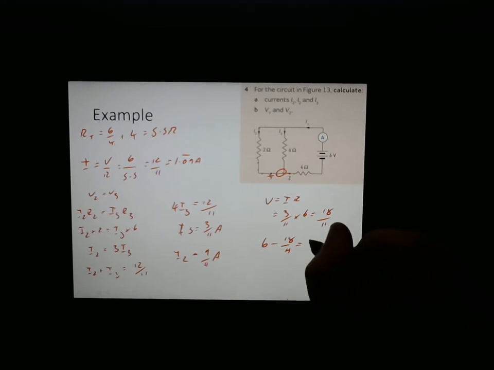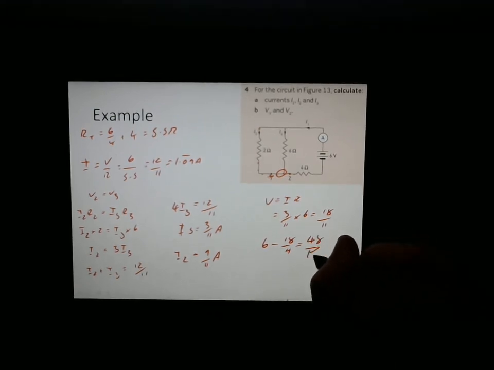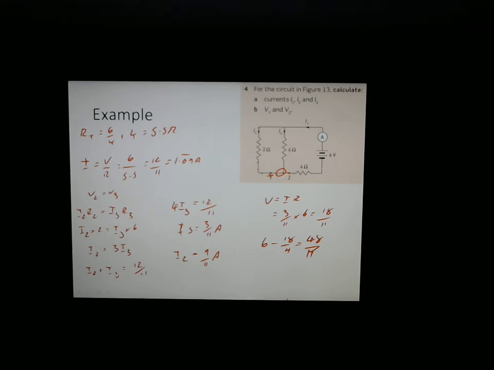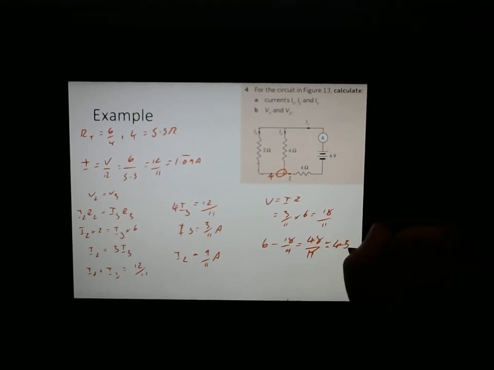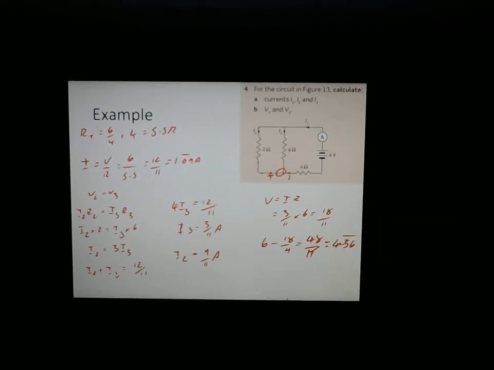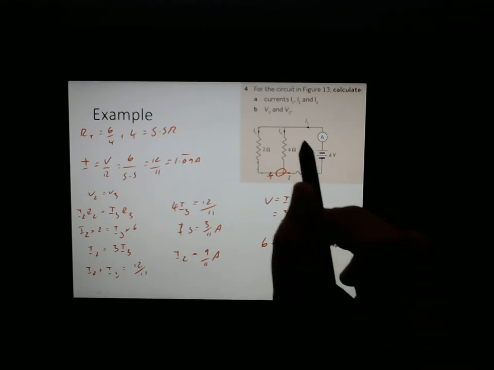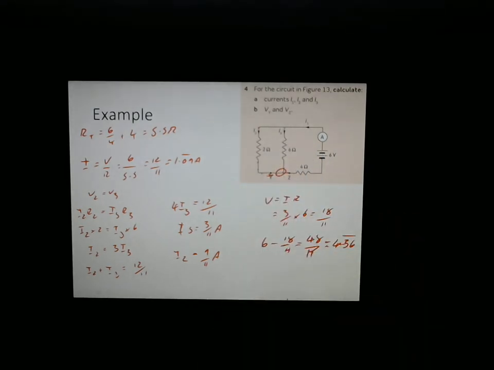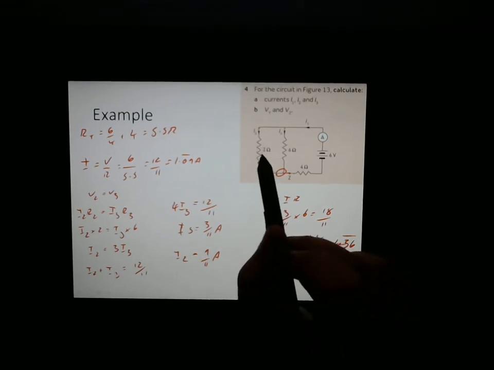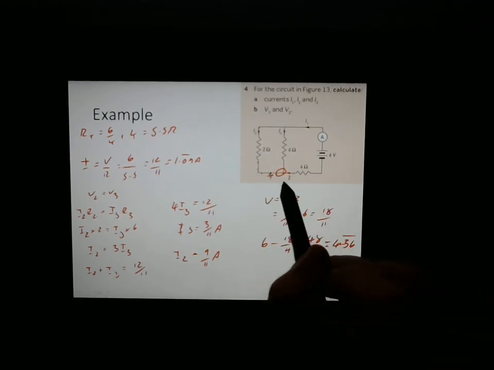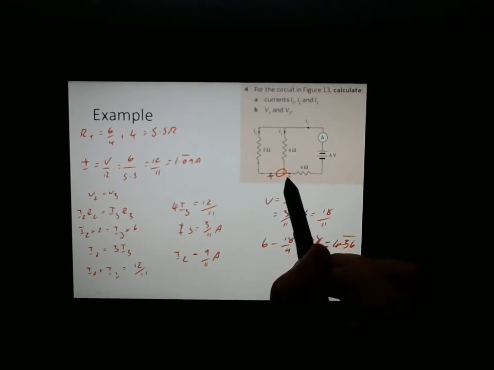gives us 48 over 11, which is equal to about 4.36 recurring volts. Okay, so this last little hop here, that point Y has 4.36 volts. 18 over 11 of a volt, that's a bit over 1, about 1.6ish got used up here. So there's 4.36 left over, but nothing got used up between these two, so there's still 4.36 left over. Okay, hopefully that makes sense.